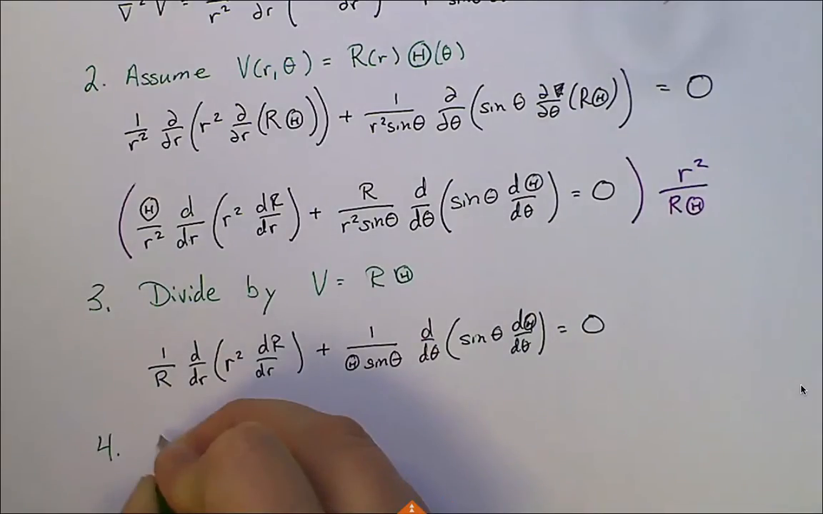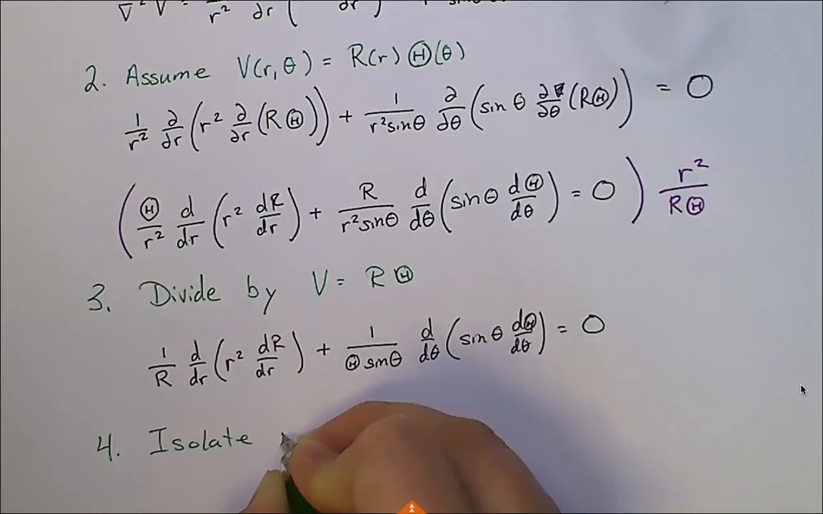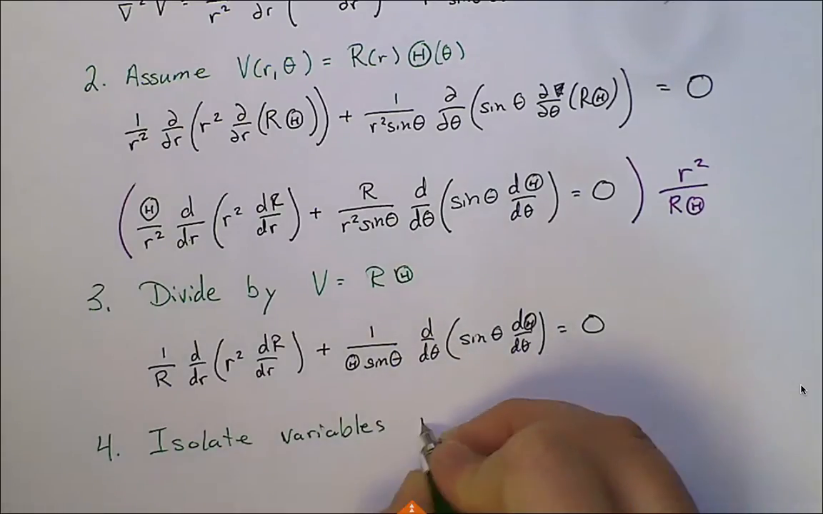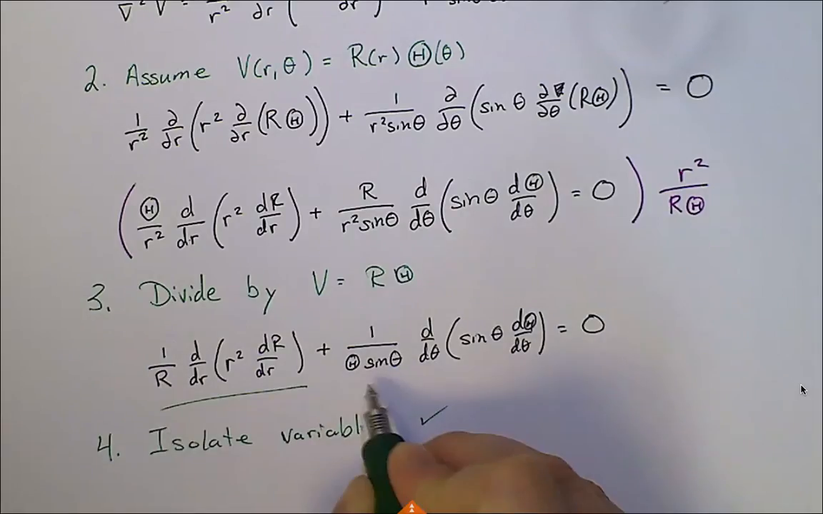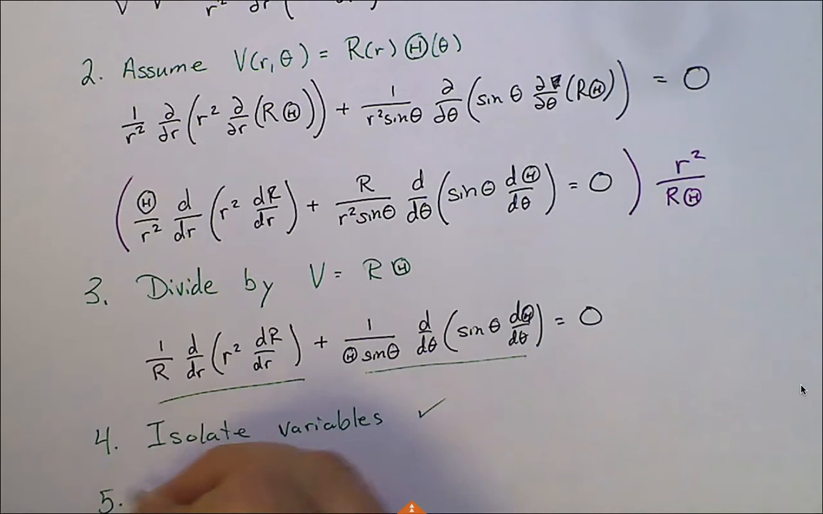All right, what's next? Next is step 4, which is isolate the variables. We've already done this. We have just the r's on this side part and just the thetas on this part, so we're all set. Let's move to step 5. Step 5, start that on a new page.